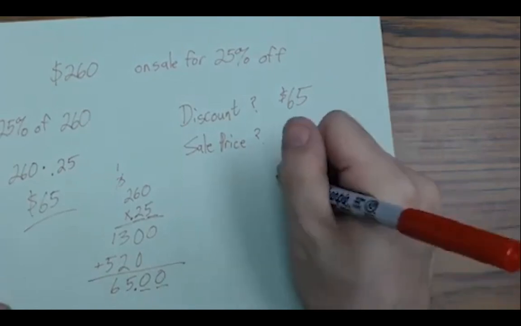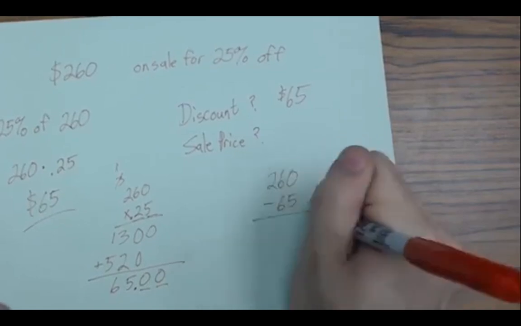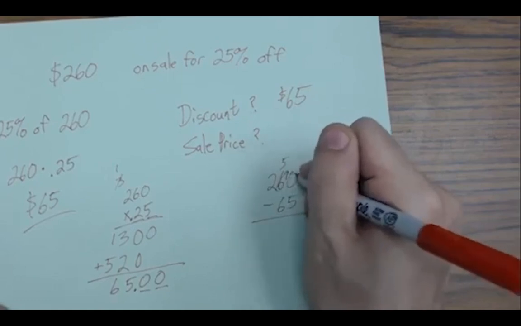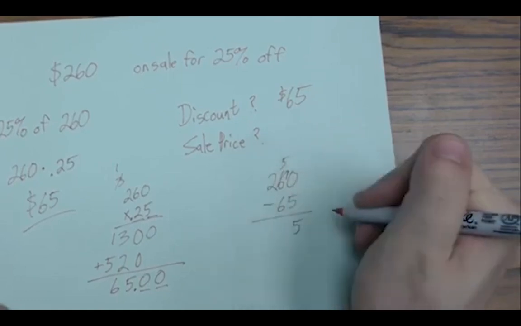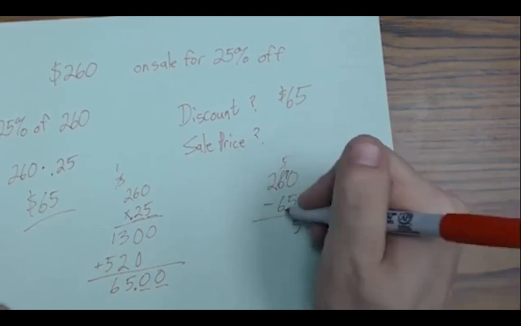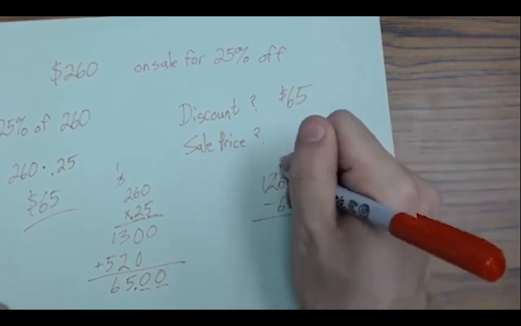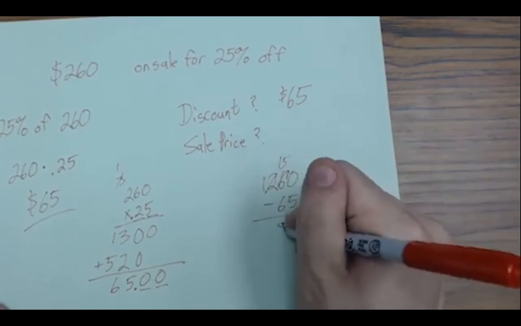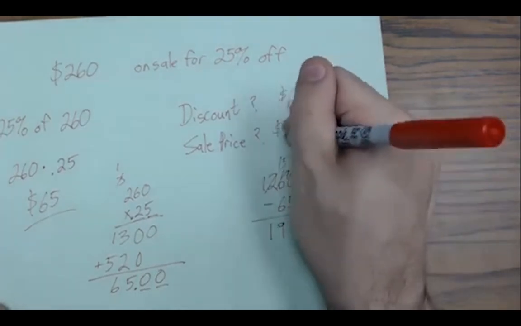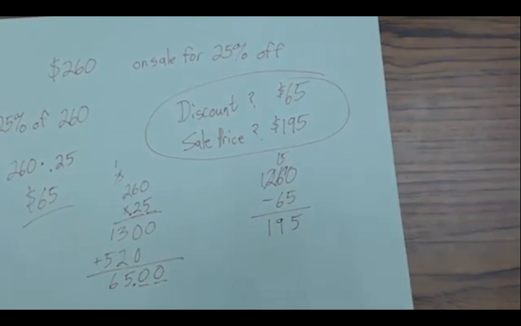So to find the sale price, we would take the $260 original price and subtract the $65 discount. 10 minus 5 is 5. We made that a 10 by borrowing from the 6. Now that's 5 minus 6, and we can't do it, so borrow again. The 2 becomes a 1. 15 minus 6 is 9. 1 minus nothing is 1. So the sale price, $195.